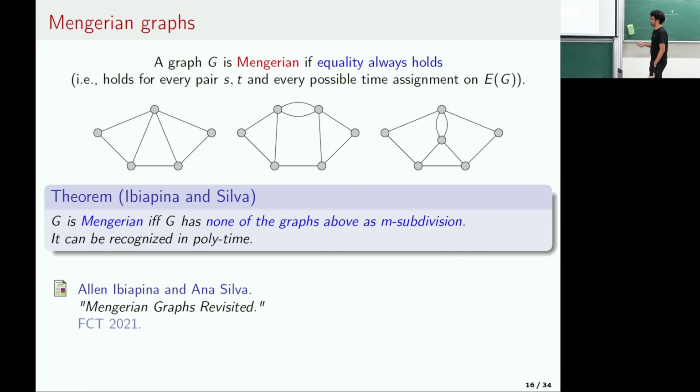So these are two co-authors of this paper that I'm going to talk about, and they extend it by saying that a graph G is Mengerian if and only if it doesn't have any of these graphs as an M-subdivision. So M-subdivision is the M before multiple. It's not a number. It just says that my graph can have multiple edges, and a subdivision of a multiple edge is: I subdivide every one.